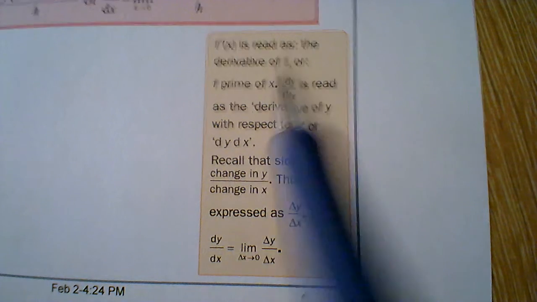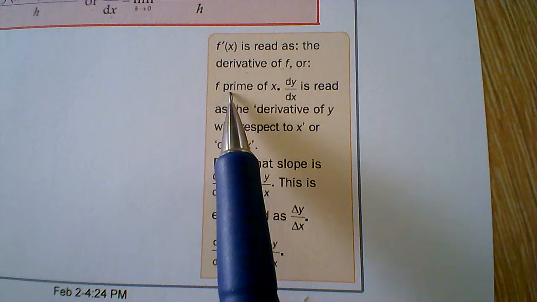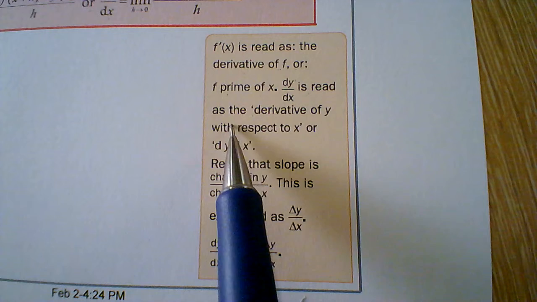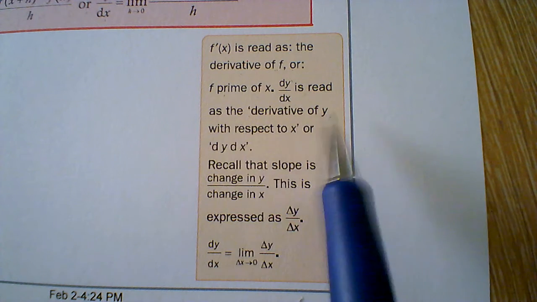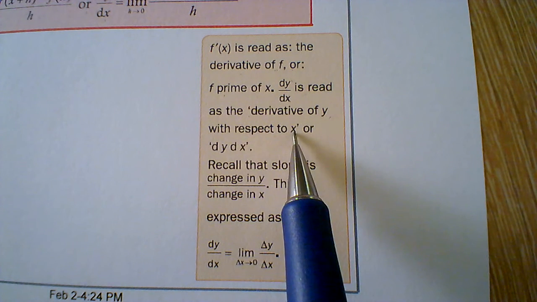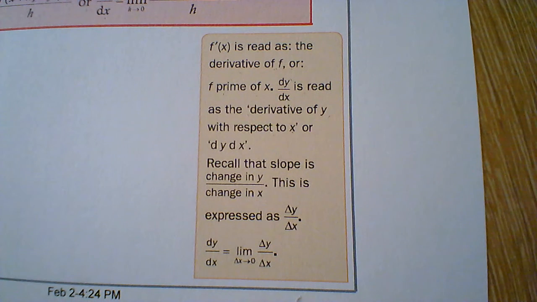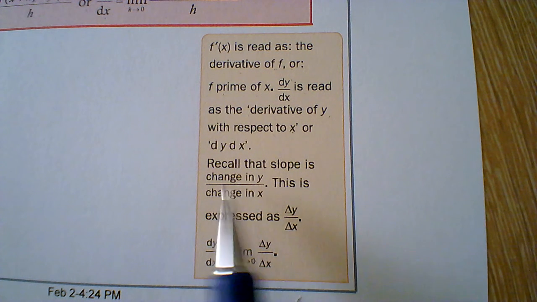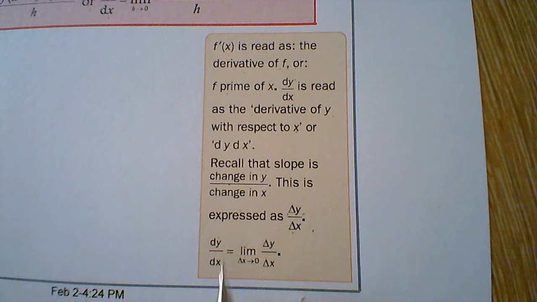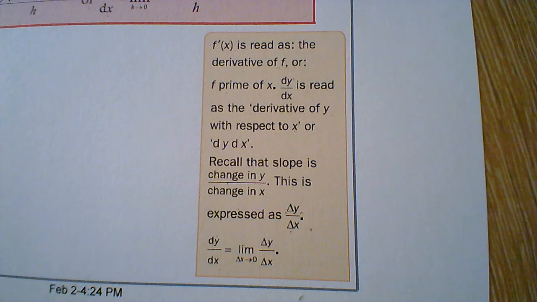All right, so let's look at what this says. f prime of x is read as the derivative of f of x, or f prime of x. dy dx is read as the derivative of y with respect to x. Or you say dy dx. Okay, when you say dy dx, that means dy over dx. Because we did this. Slope is a change in y over the change in x. We can write it as delta y over delta x, or dy dx. See? Not so tough, right? We're good?